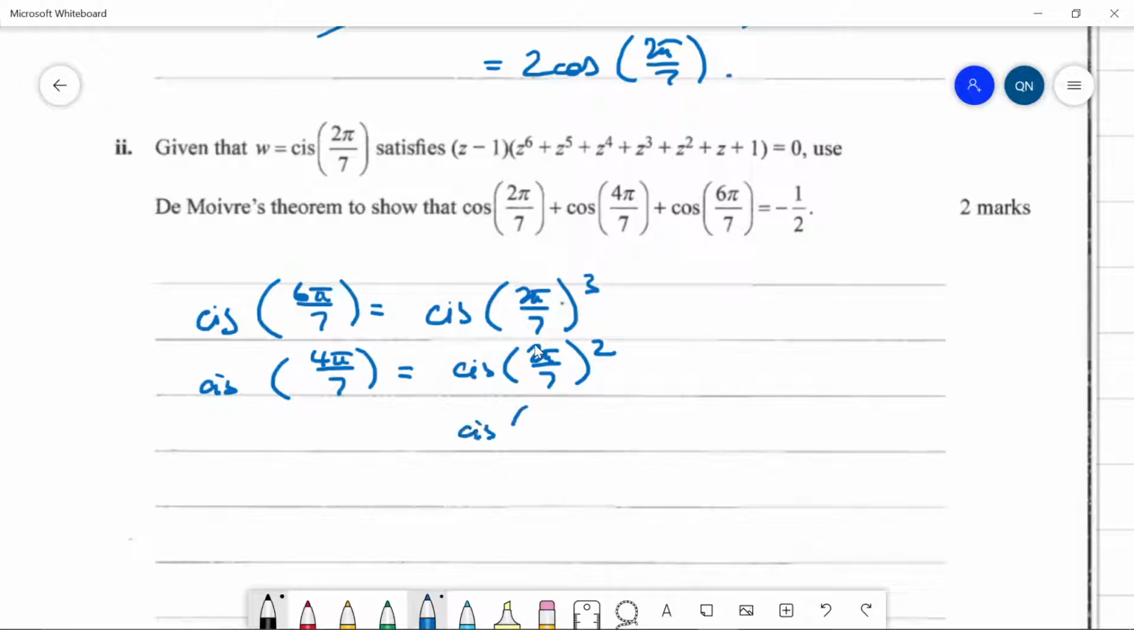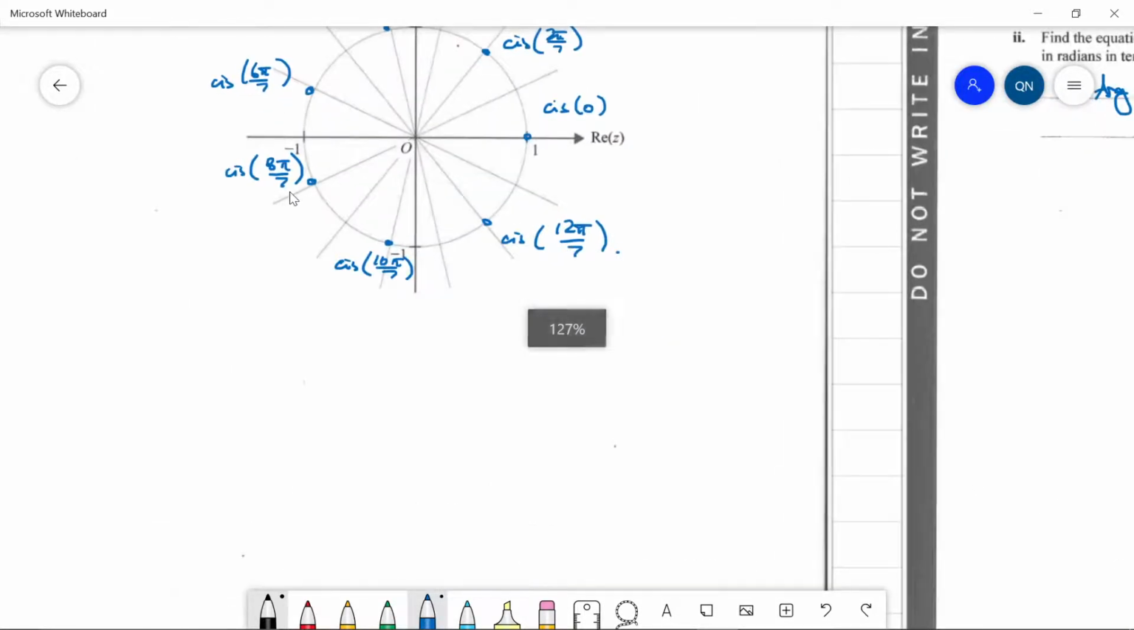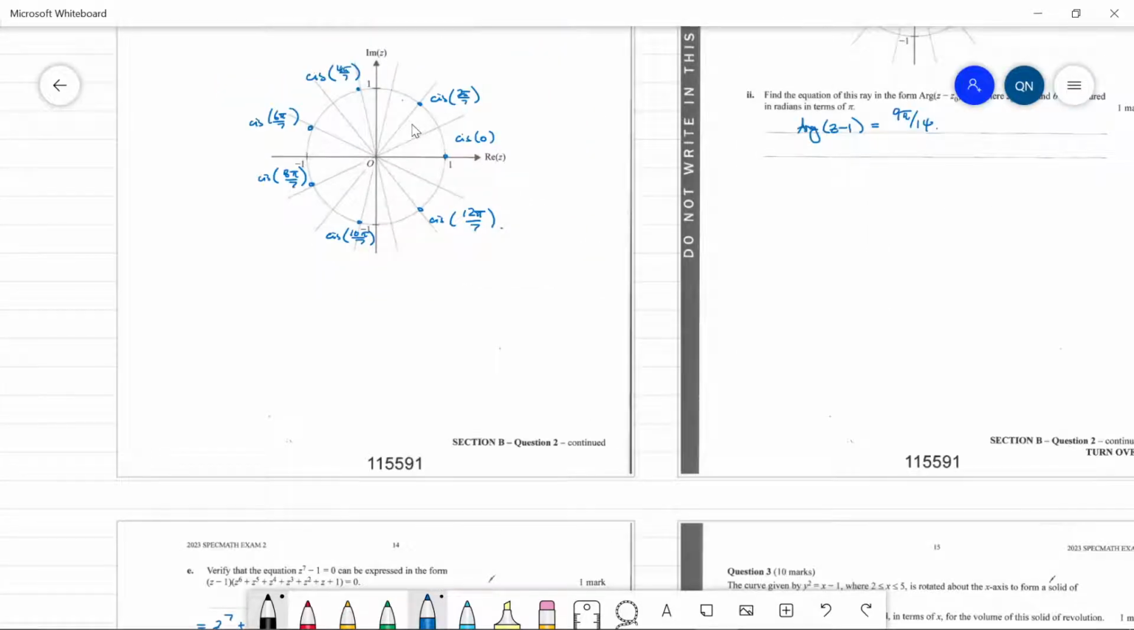So what's cis of 2 pi on 7, but we raise it to the 4 instead? Well, that's just going to be equal to cis of 8 pi on 7. But can we write 8 pi on 7 in terms of 2 pi, 4 pi, or 6 pi on 7 is the question. Let's see. So where's 8 pi on 7? 8 pi on 7 is living over here. I don't think so. Maybe not.